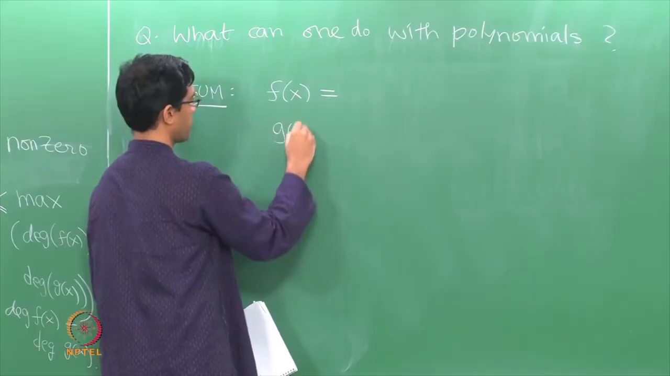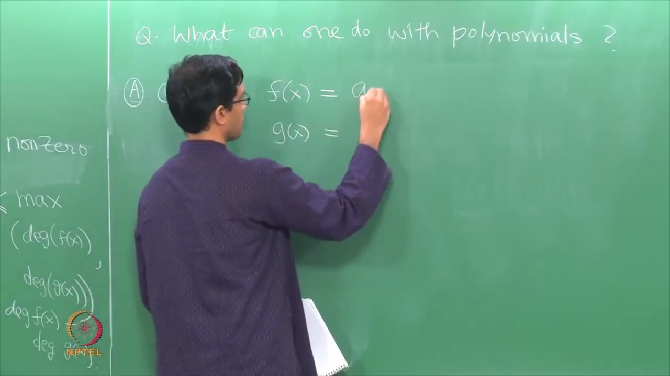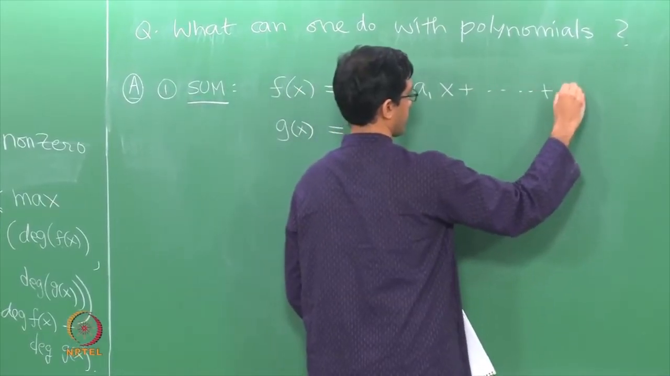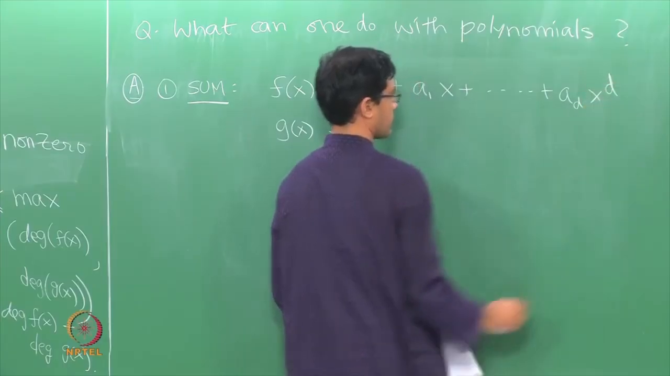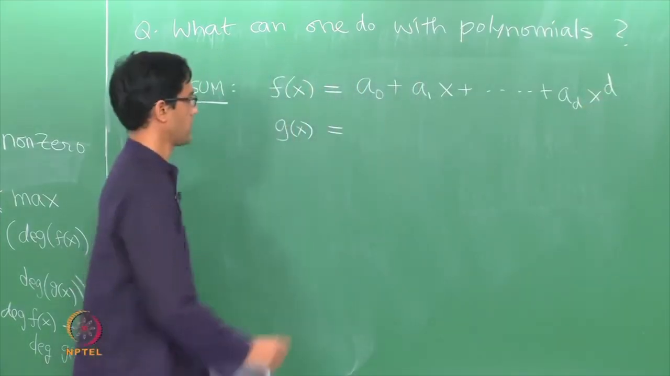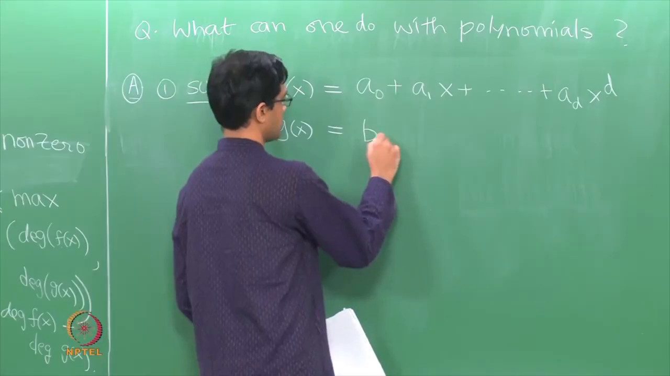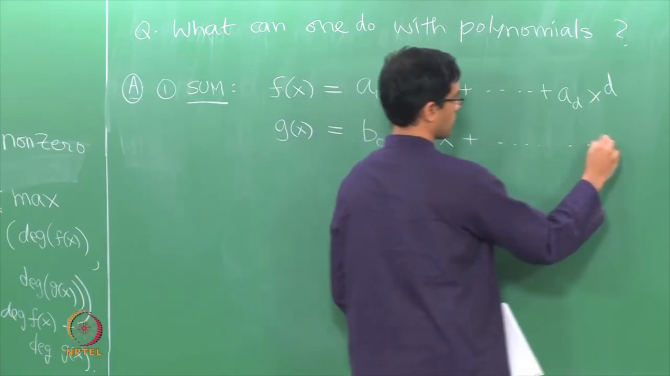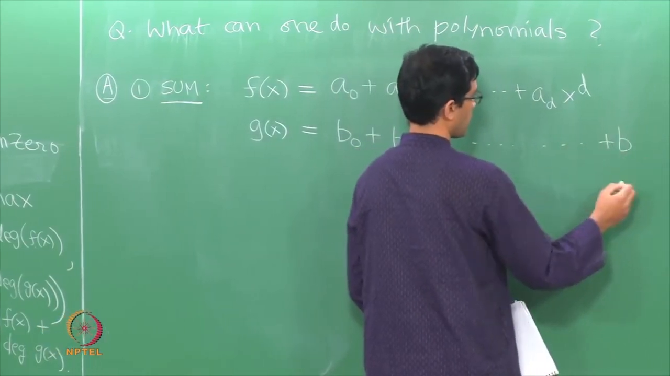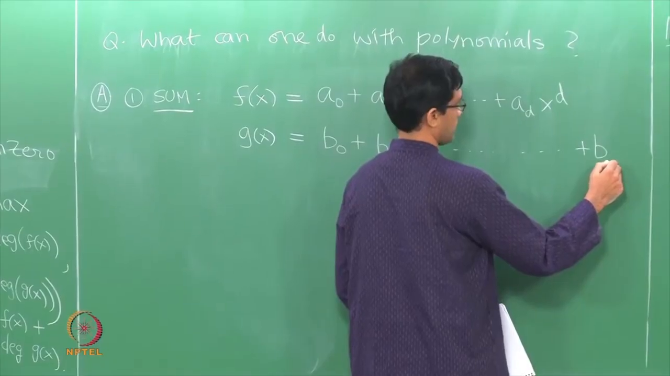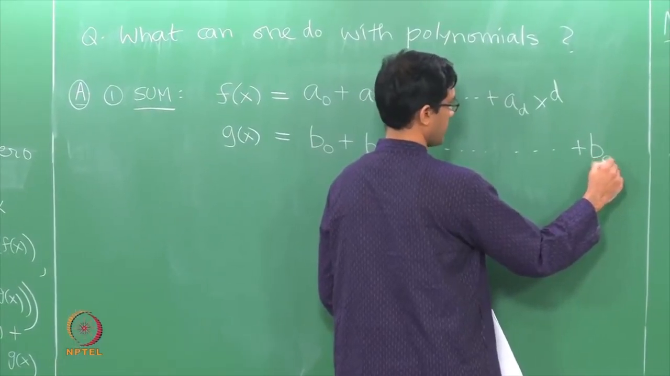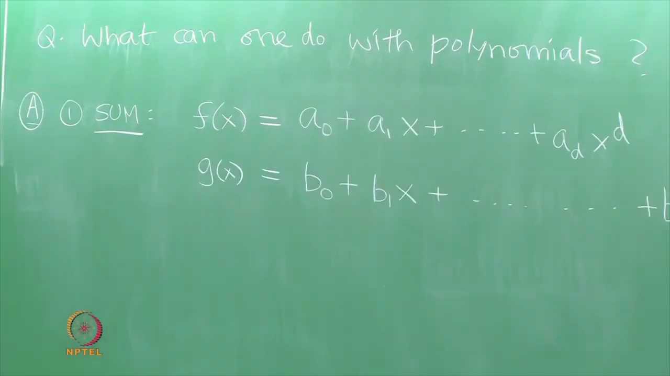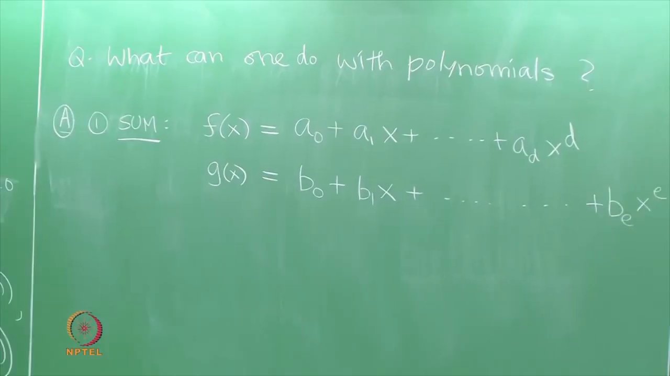Suppose I have two polynomials f of x and g of x, with the assumption that a_d is not zero, and I have another polynomial, let's say b0 plus and so on. It could have a different degree, so let's call that degree something else. I'll call it b_e x power e. So d is the degree of the top polynomial, e is the degree of the second polynomial.